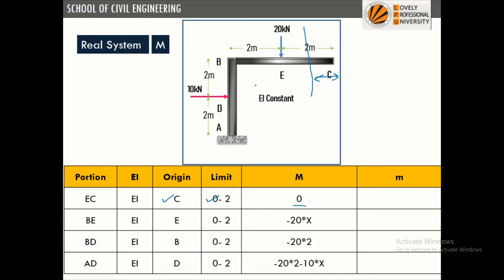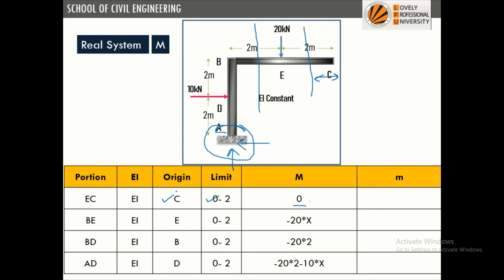Now we come to the second part, that is BE. We'll take a section. Either we consider the left hand portion or the right hand portion. We won't consider the left hand portion because this is a fixed end, and there will be three reactions: one vertical reaction, one horizontal reaction, and one fixed end moment. So we want to escape from this, and we'll continue to consider the forces on the right hand side of the section.